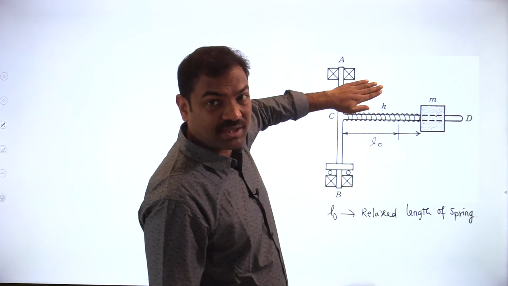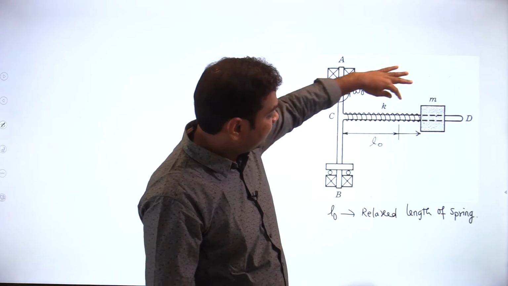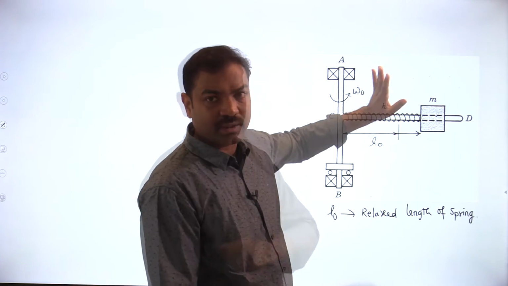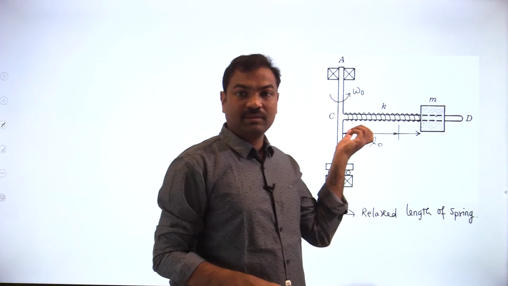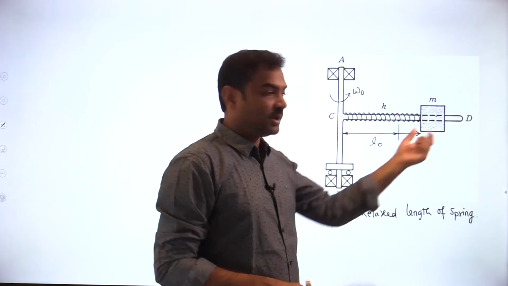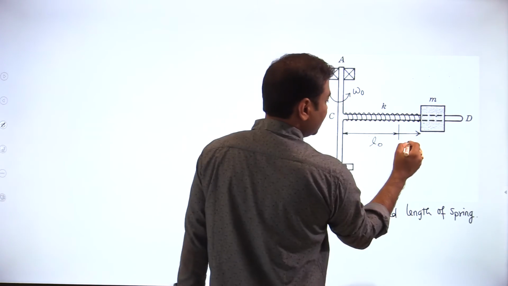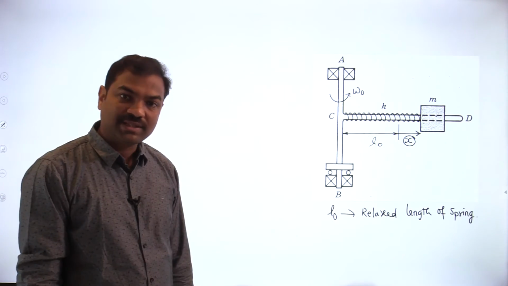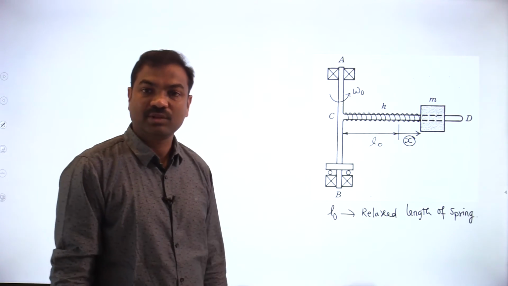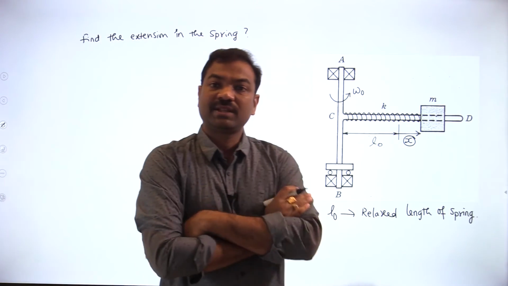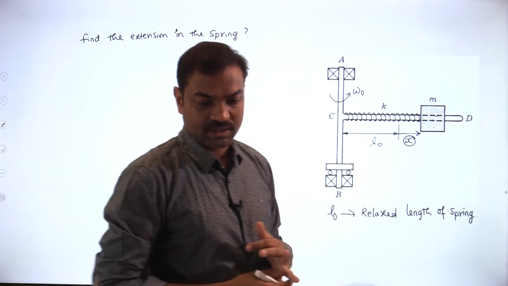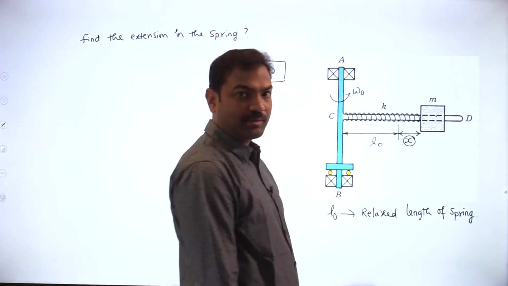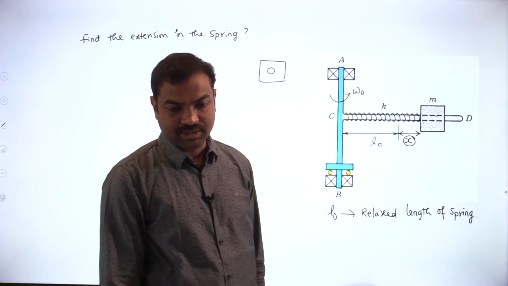Initially, when the system is at rest and not rotating, what will the length of the spring be? L naught only. But when it is rotating with angular velocity omega naught, then what will happen? The block of mass m will go away, and the spring will extend by x amount. What is the extension in the spring when the system is rotating with angular velocity omega naught? That is the question. We need to identify that extension value.